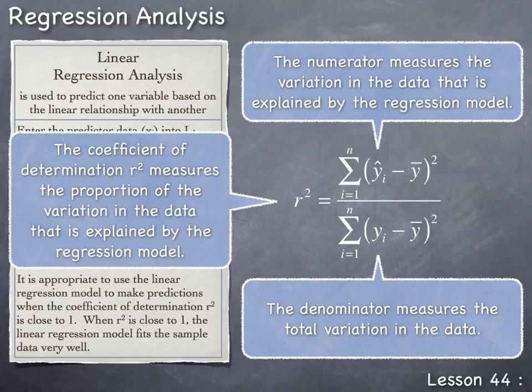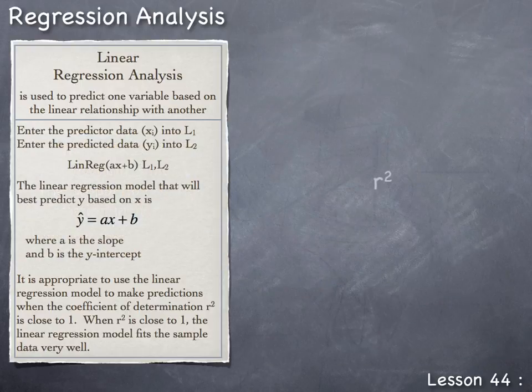So a coefficient of determination r squared equal to 1 means that 100% of all the data values are explained by the regression model. On the other hand, if none of the variation in the data is explained by the regression model, then r squared is equal to 0 out of the total, which is 0. So whenever the coefficient of determination r squared equals 0, that's an indication that none of the variation in the data is explained by the regression model. So the coefficient of determination r squared takes on values anywhere between 0 and 1.